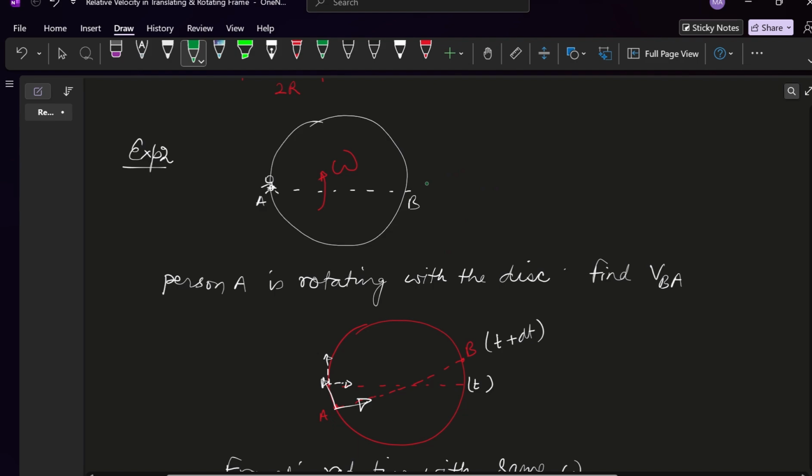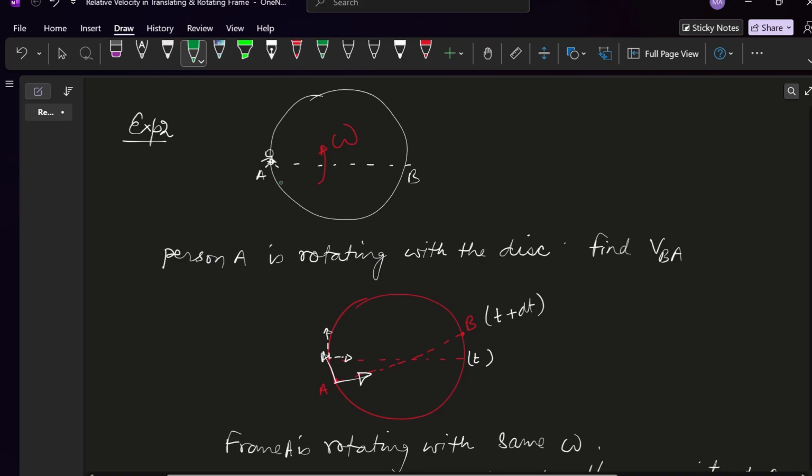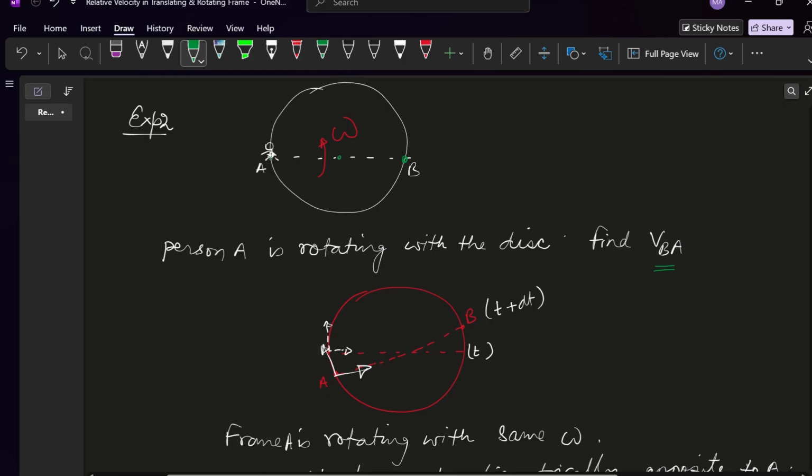Okay, next example. These are all simple examples I'm taking just to illustrate the concept, and nothing complicated. Because once your concept is clear, then everything will be all right to solve any complex problems. So now in the second example, I'm taking that, let's say that person A is rotating with the disk. It means there is sufficient friction so that person A is rotating with the disk. Again, I'm asking you to find what is the velocity of this B with respect to A in this case. So now just intuitively tell me what velocity A will see all the time.